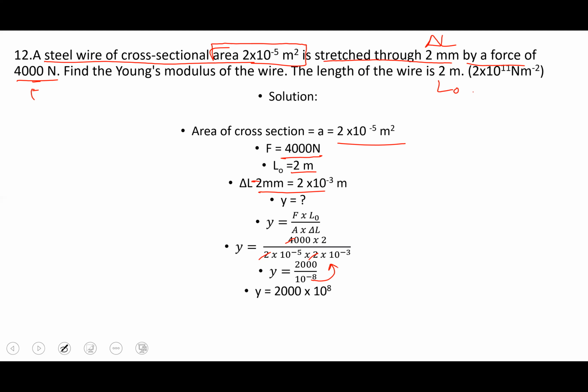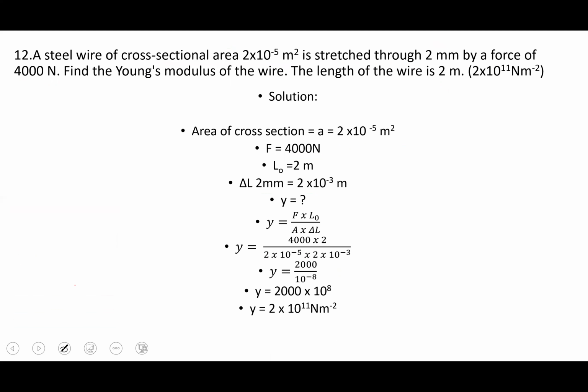So it can be written as 2,000 into 10 to the power 8, but it is not scientific form. So the decimal is right over here. So it has to move 3 decimals over here. So it increased 3 decimals. So 3 plus 8, it can be written as 2.0 into 10 to the power 11. So here is the right answer. So 2 into 10 to the power 11 Newton per meter square. That is the required answer as well.